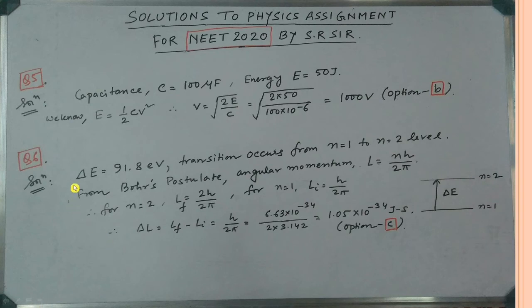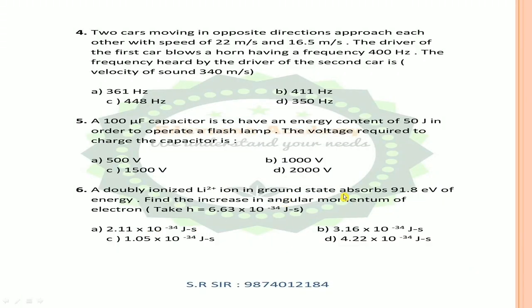So the solution of sum number 6. The energy difference is given as 91.8 eV. So absorbing this energy, the transition occurs, that is, the electron jumps from the ground state to the first excited state. So in doing so, what will be the increase in the angular momentum? So we have to find the increase in the angular momentum.